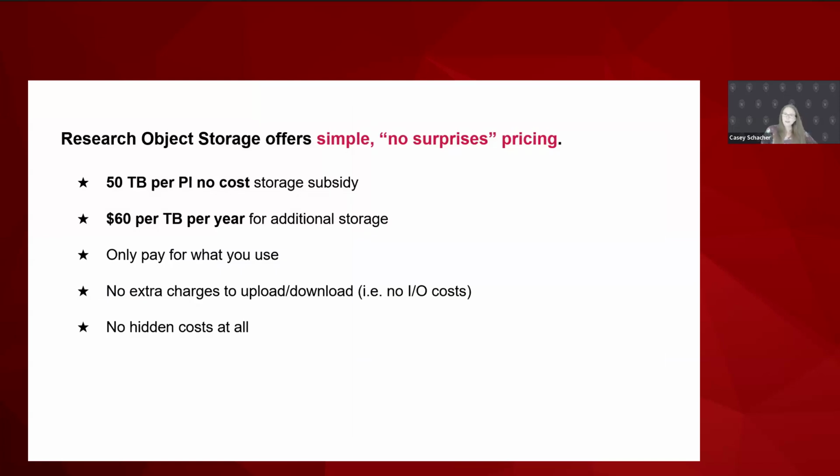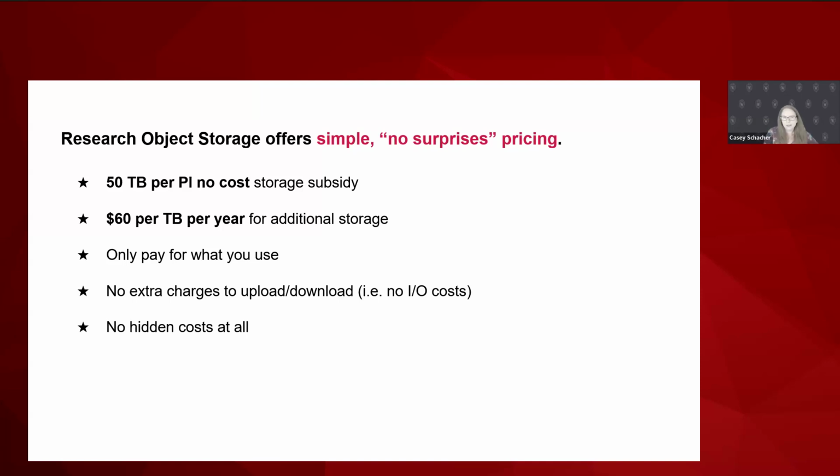Okay, so pricing. Research object storage, like I promised, is much cheaper than Research Drive. Whereas with Research Drive you get 25 terabytes of no-cost storage, with Research Object Storage, eligible PIs get 50 terabytes of no-cost storage. For additional storage, or for people that aren't eligible, the cost is $60 per terabyte per year. So any permanent employee can get an account, but it's $60 per terabyte per year, fully billed. Departments can also take advantage of this service.